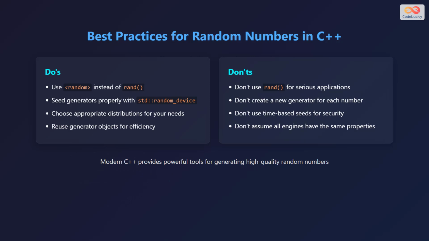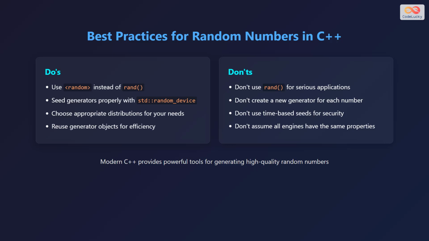Let's summarize the best practices for random numbers in C++. It's highly recommended to use the random header instead of the old C-style rand function. Always seed your generators properly with random device to ensure better randomness. Choose the appropriate distributions based on your specific needs. Reusing generator objects improves efficiency by avoiding unnecessary overhead. On the other hand, it's best to avoid using rand for serious applications due to its limitations.